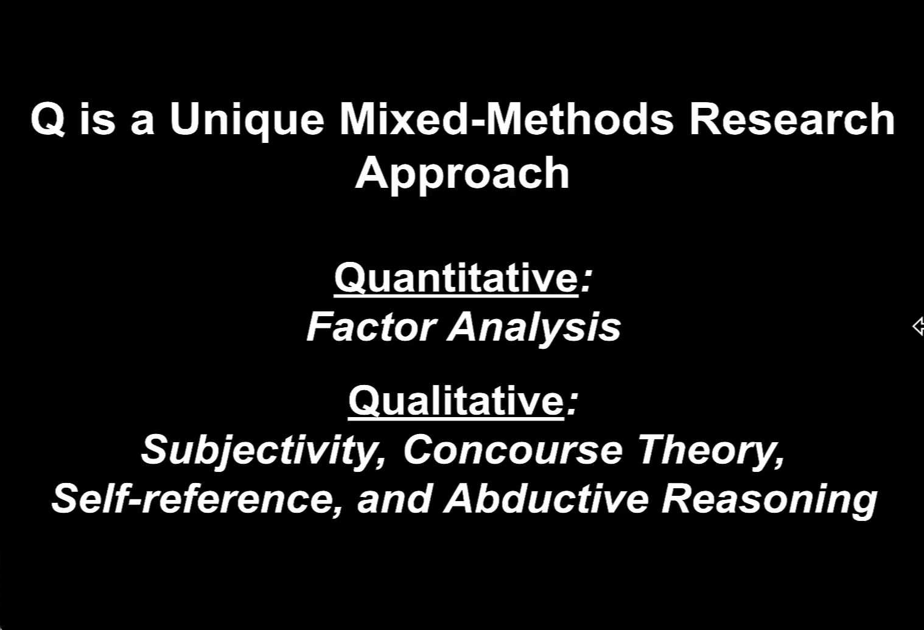It's also really important to note at the very beginning that Q is a very unique mixed methods research approach. It involves both quantitative and qualitative skills. And you cannot do Q without this partnership between quantitative and qualitative. Oftentimes you hear about mixed methods research where it's mostly quantitative with a little bit of qualitative thrown in, or the reverse. This is a very intertwined mixed methods approach involving both factor analysis, which is the quantitative side, with a variety of subjective principles, namely subjectivity, concourse theory, self-reference, and abductive reasoning.